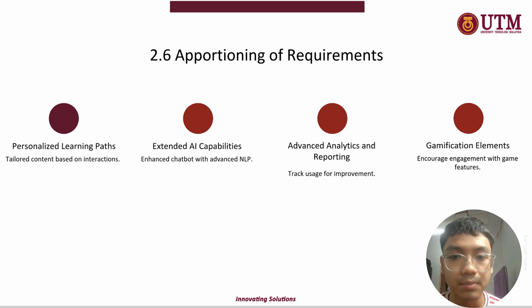So for 2.6, there is a partitioning of requirements. We have 4. That is first, personalized learning path, that is tailored content based on interaction. Next is extended AI capabilities, enhanced chatbot with advanced NLP, and then advanced analytics and reporting to track usage for improvement. And then lastly, gamification elements that encourage engagement with game features.